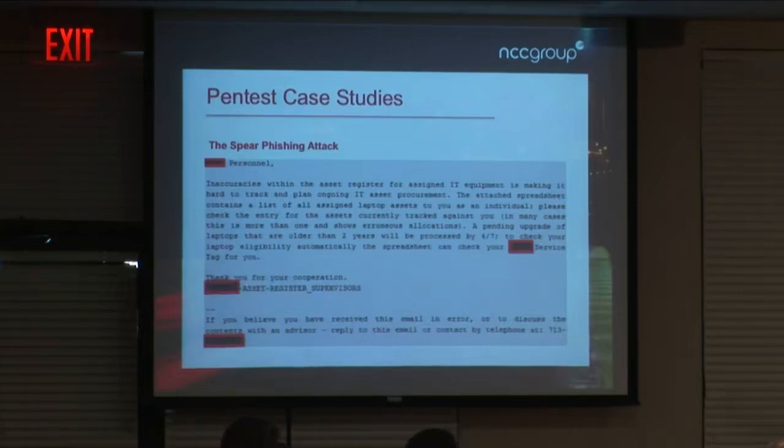You hit my punchline. The reason this one works all the time is it's to do with updating an asset register. And what does it say at the bottom? It says, you may be eligible for an upgrade. Everybody wants an upgrade, right? Because their corporate machine is steam powered and they're like, heck yeah, I want an upgrade. Yeah, exactly, you will. So what do we attach to an email like this?